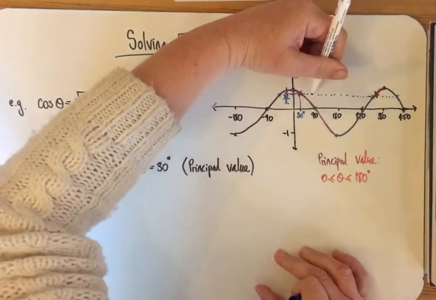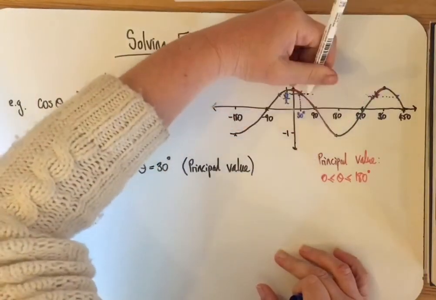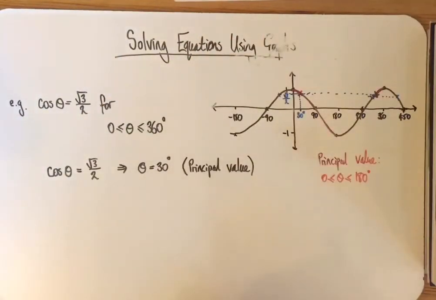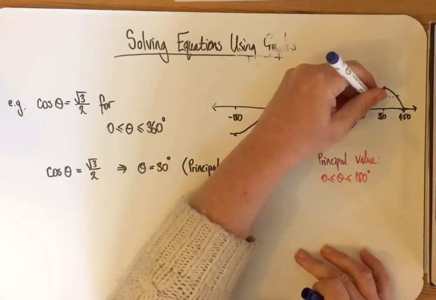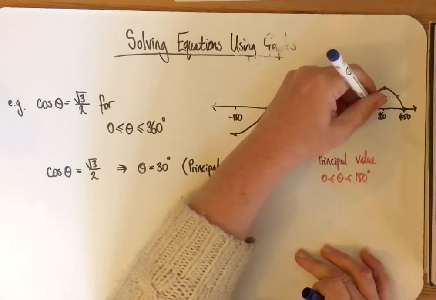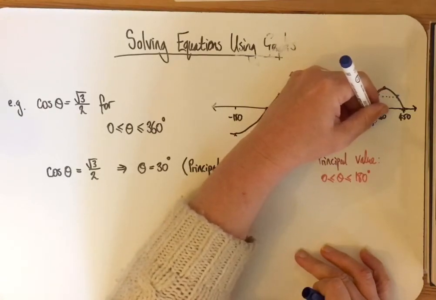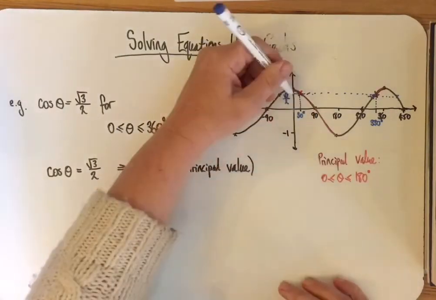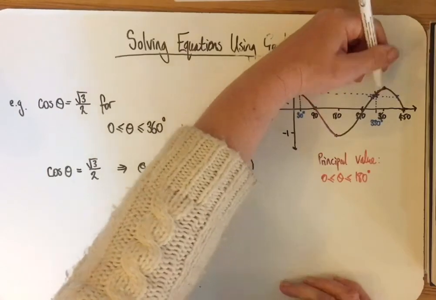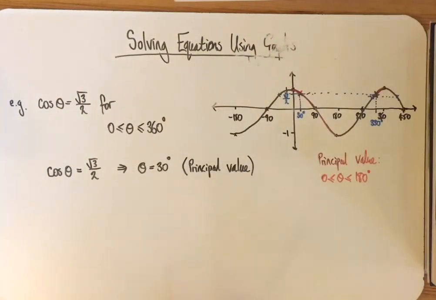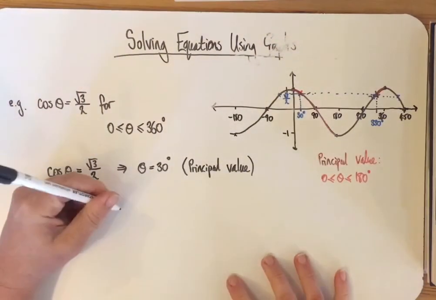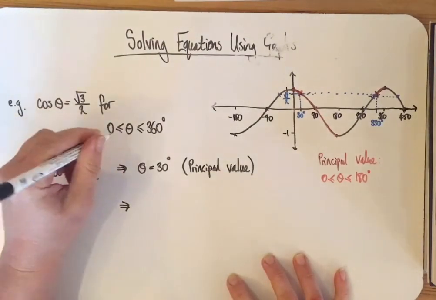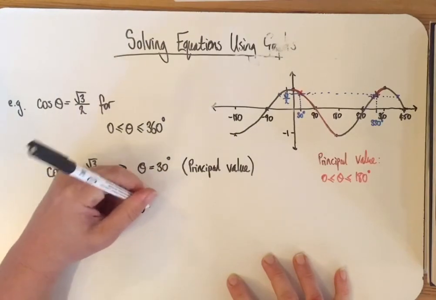Sorry, this blue line sort of dropped down a little bit, so really want to be up there. And so the value here will be 360 minus 30, which is 330 degrees. So forwards 30, back 30 from 360. So two places where cos theta equals root 3 over 2 between 0 and 360.